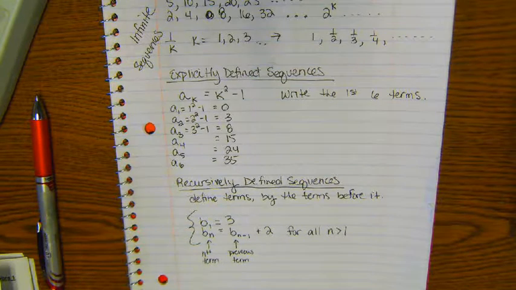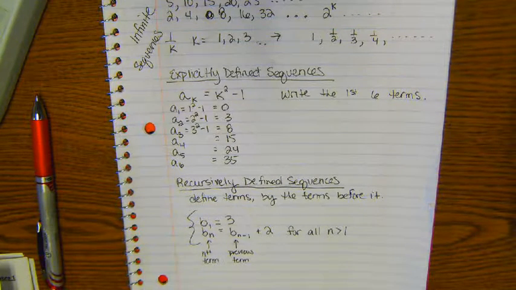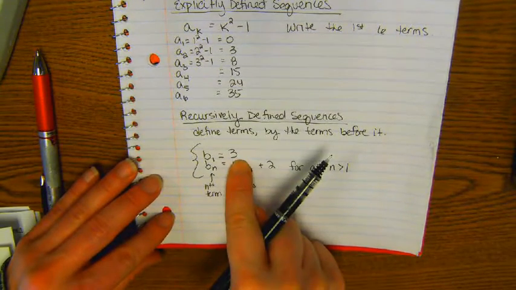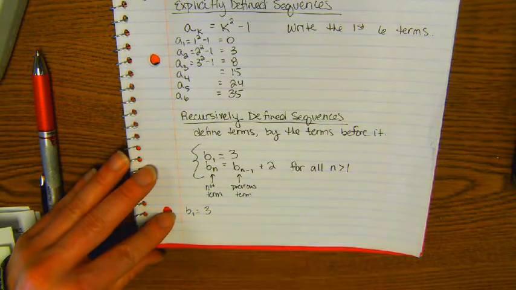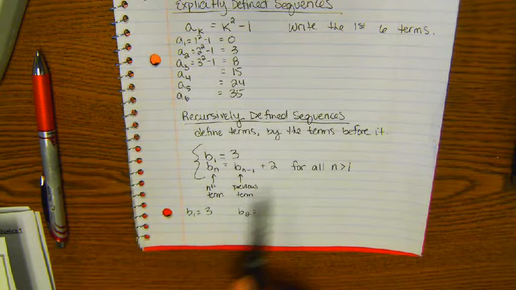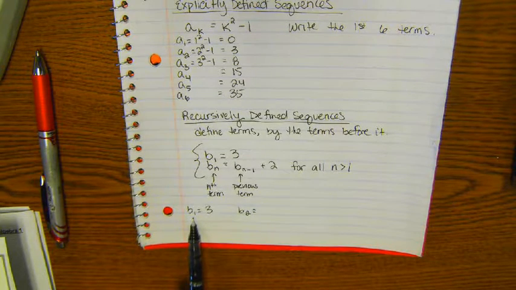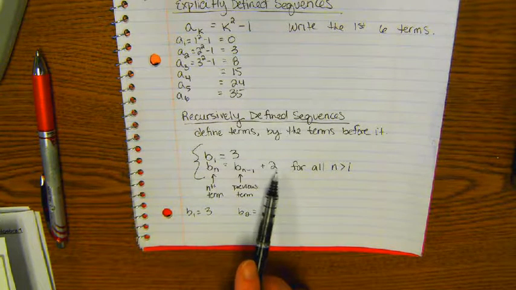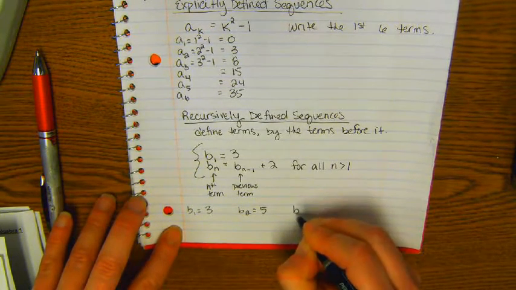This is different. Remember how I plugged in 1, 2, 3, 4, 5, 6? What's the first term here? Good. I told you it. It was 3. What's the second term then? Well, let's see. It says to find the nth term, I take the previous term and add 2. So to find the second term, I should take the first term and add 2. So what should the second term be? 5. So then for the third term, this rule applies.